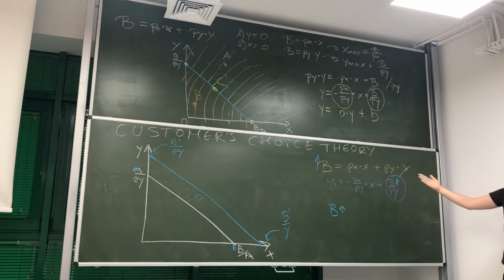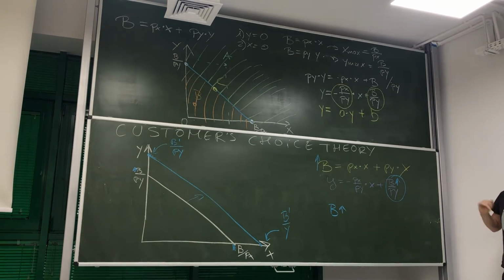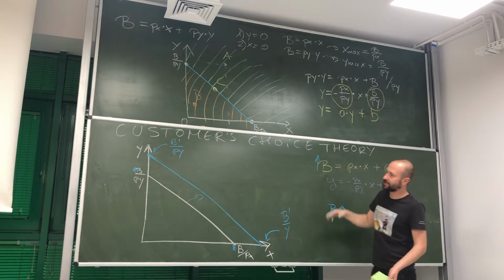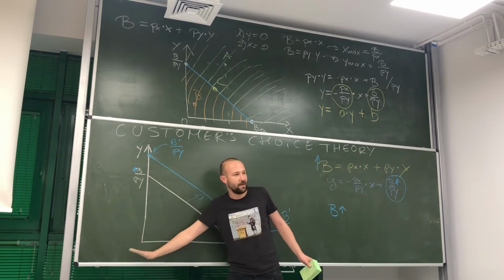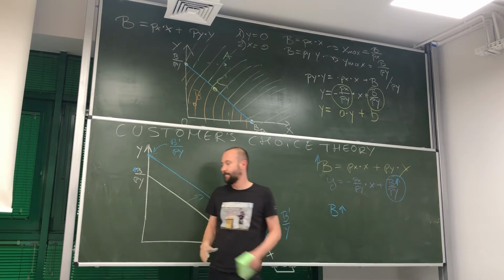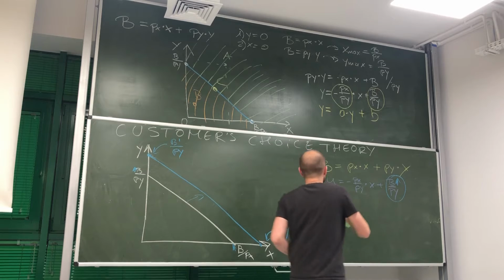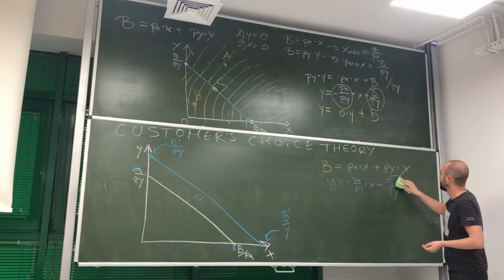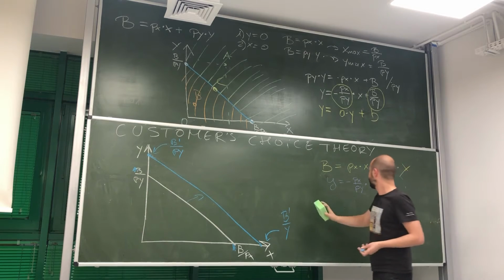And consequently, customers will have better choices. And of course, it works in the opposite direction. If B is going down, we will see a parallel move down. Okay, but that is the first possibility, right? The second possibility of things that can change are prices.